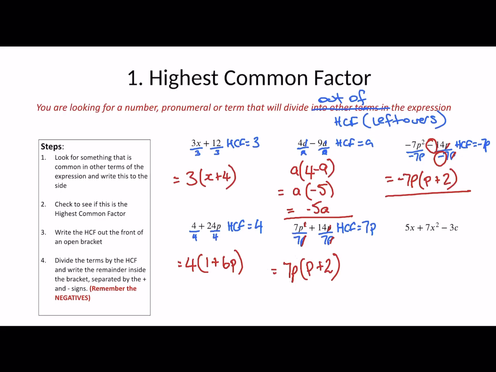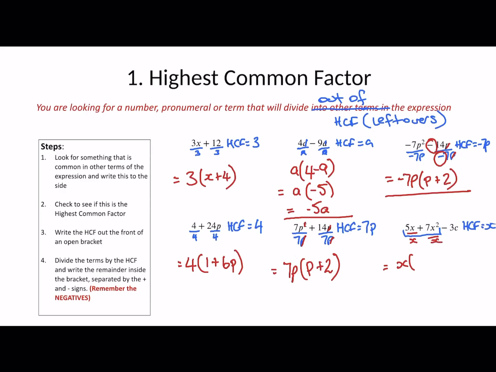Now we've got 3 terms in this one. 5x plus 7x squared minus 3c. Now the x's are common in the first two, but not the third. So we can't do it for every term, but that's okay. We can get the first 2 terms out of the way. So for the highest common factor, I would underline the first 2 terms. Highest common factor of that is just x. So I'll rewrite that as x brackets. Now divided by x, divided by x.